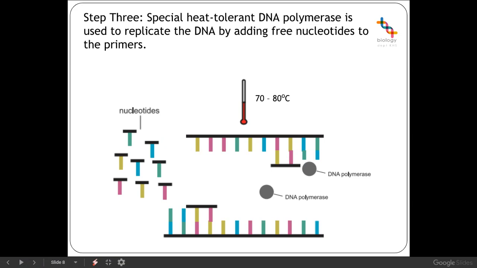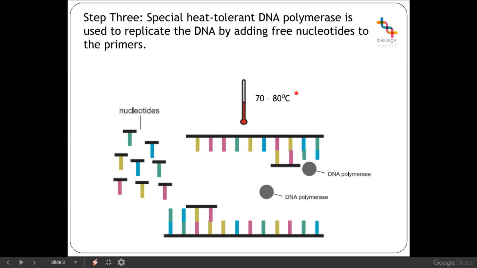In step 3, we have our free supply of nucleotides, and we have a specific heat-tolerant DNA polymerase, and that's used to replicate the DNA by adding the free nucleotides onto the primers, just in the same way as DNA polymerase does to our primers in cellular DNA replication. So we have our DNA polymerase here coming along to add our nucleotide onto the primer, and we've got another molecule coming along here. This is all happening between 70 and 80 degrees.